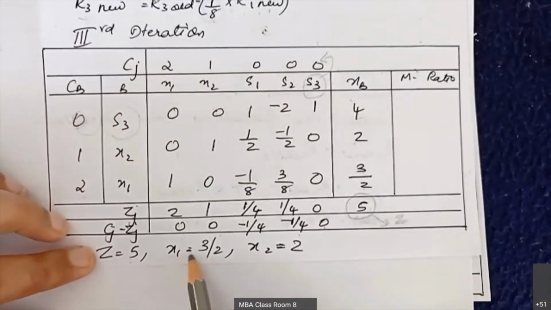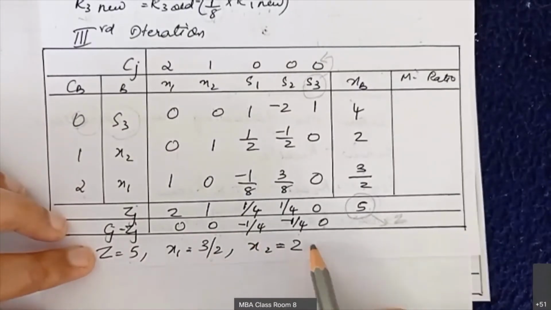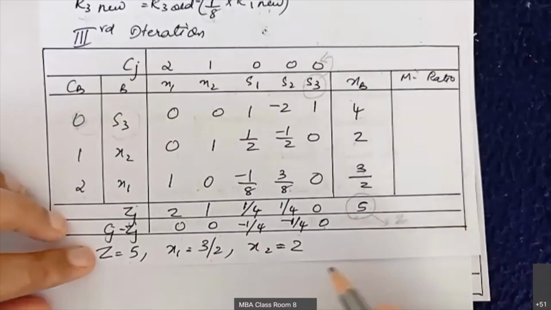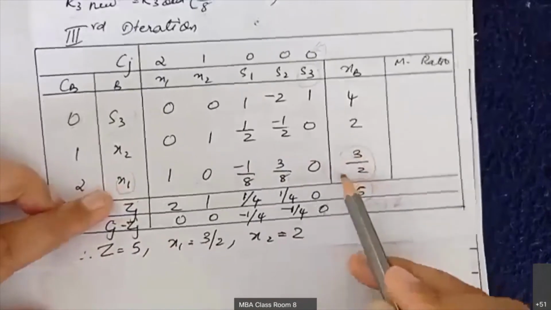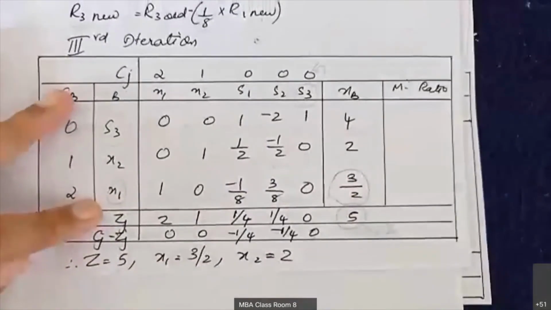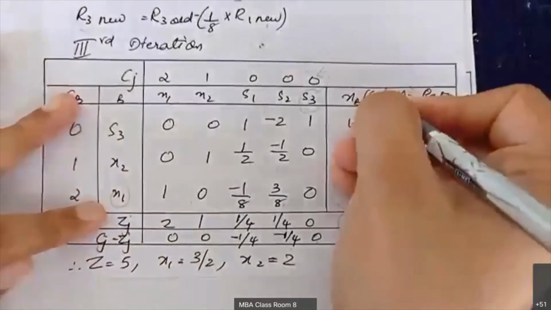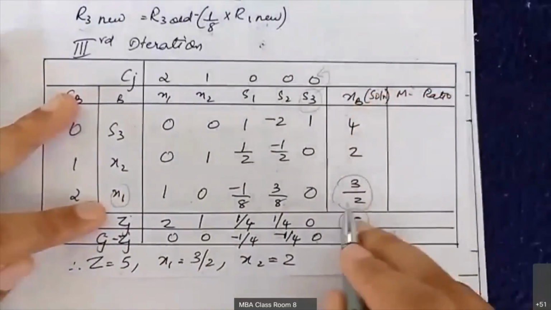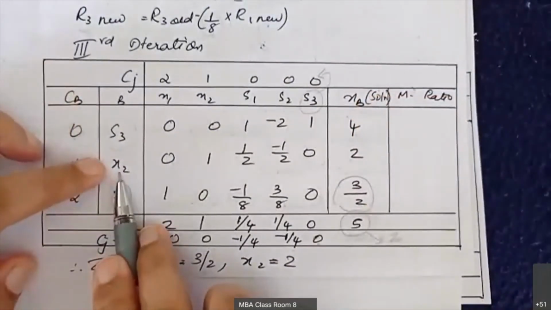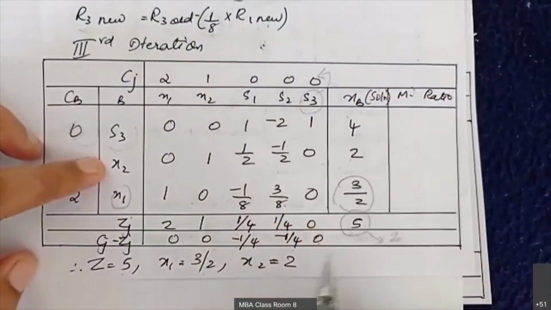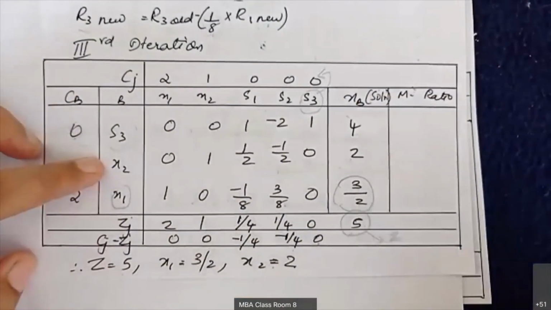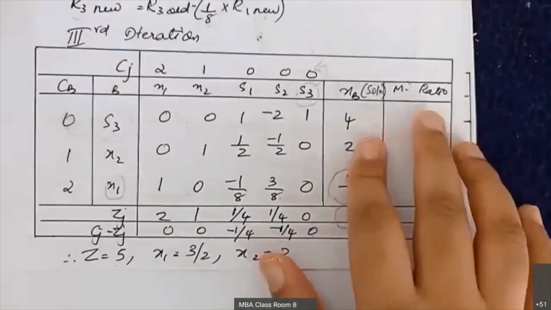Then we have x1 is equal to 3 by 2, s2 is equal to 2. Hope this is clear for you. X1, how did we get it? This is x1, the value corresponding to the solution column. Here it is 3 by 2. This is the solution column, 3 by 2. Over here I have x2. The value corresponding in the xb column is 2. So I have x2 is equal to 2. Hope it is clear.